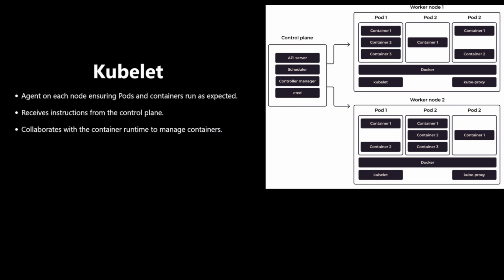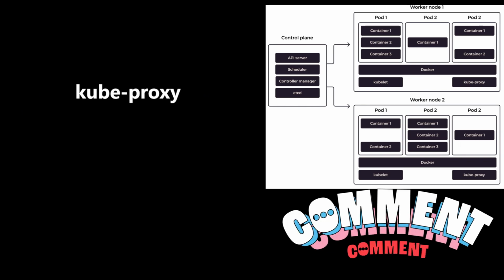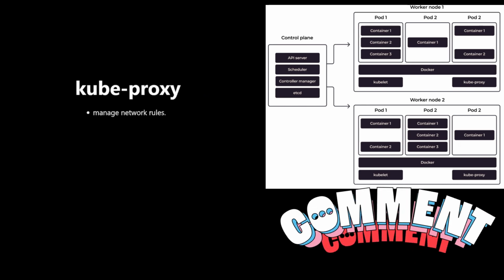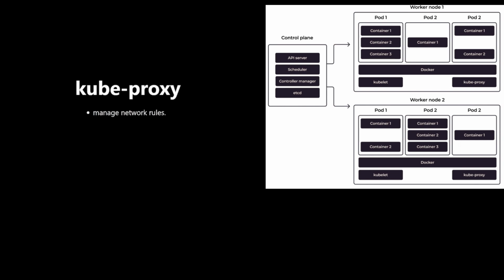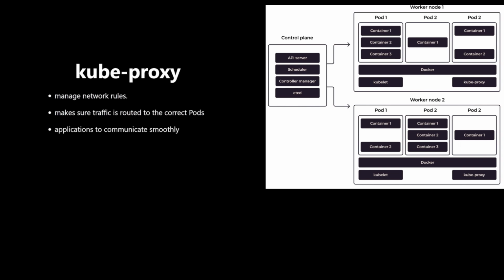Kube proxy. This component works diligently behind the scenes to administer network rules on the node. Its role is to ensure that traffic is routed to the correct pods and services within the cluster, facilitating seamless communication between your applications.